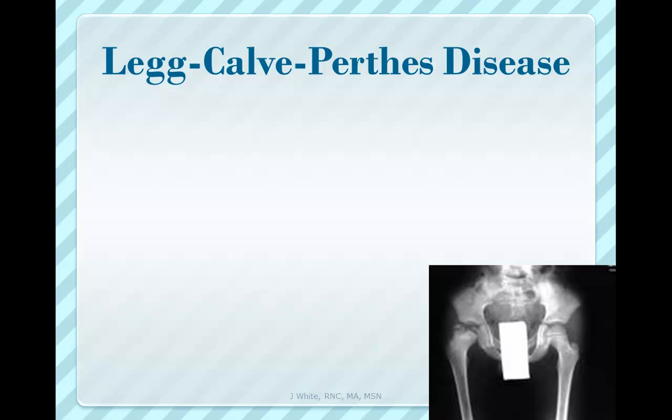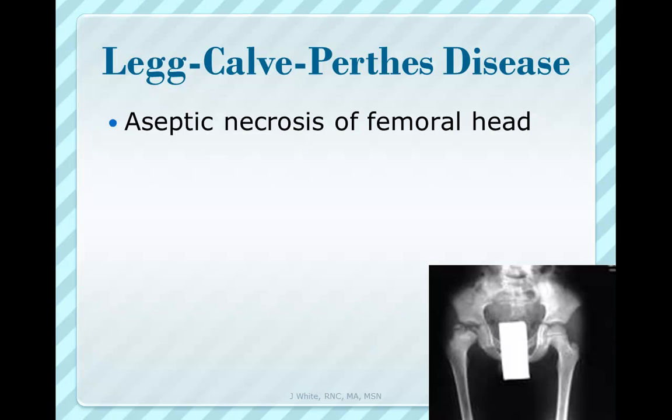Legg-Calvé-Perthes disease. It's also called aseptic necrosis of the capital femoral head. Aseptic, no organisms growing. Necrosis, dying of the tissues of the capital femoral head, and that's the head of the femur. You see it on this x-ray.